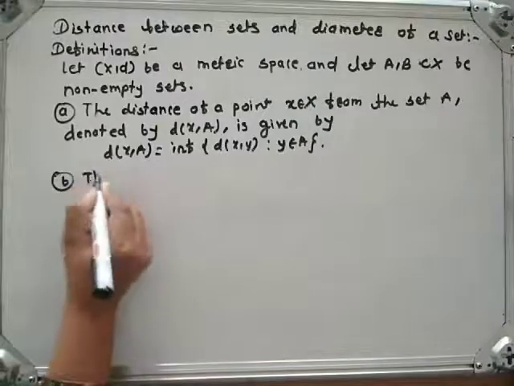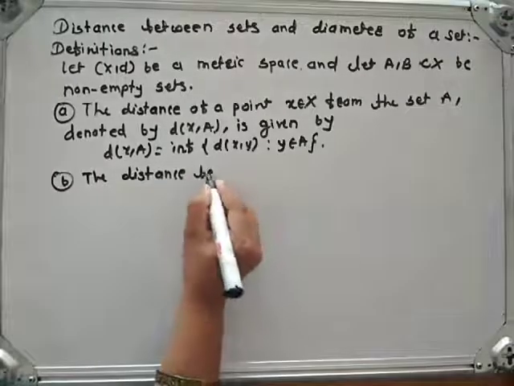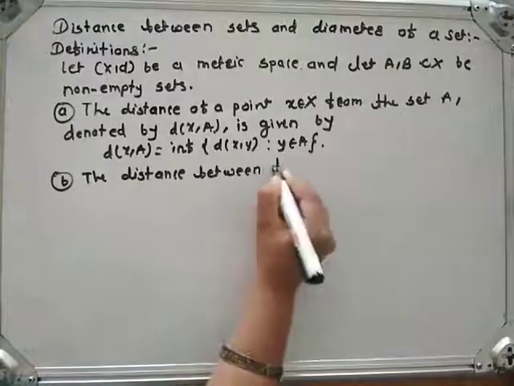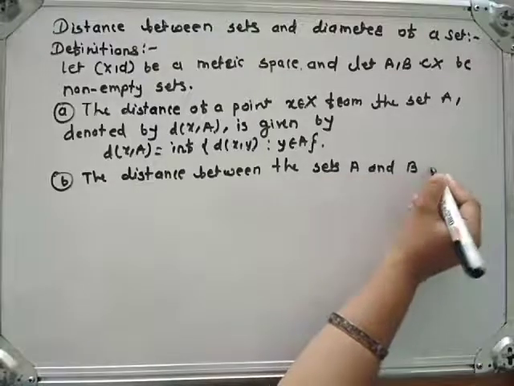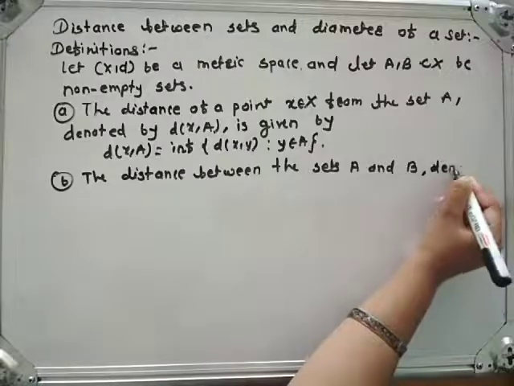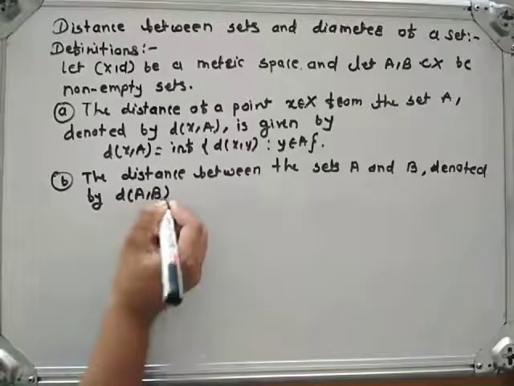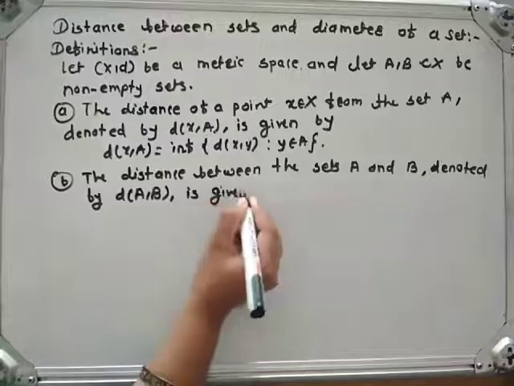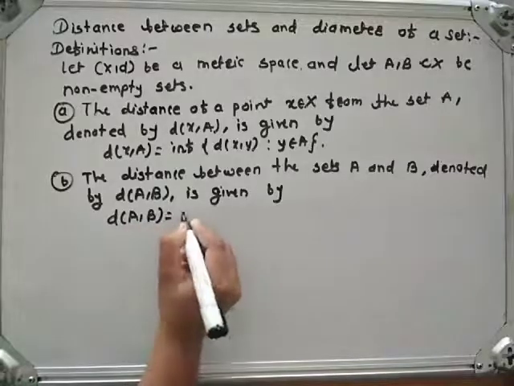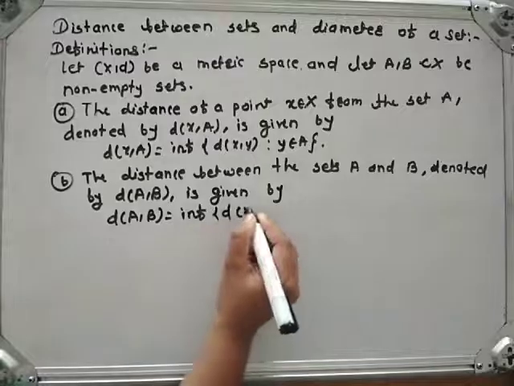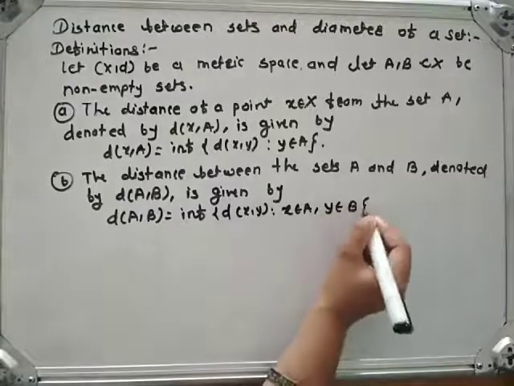The next definition is the distance between the sets A and B, denoted by d(A, B), and is given by d(A, B) = inf{d(x, y) : x belongs to A, y belongs to B}.